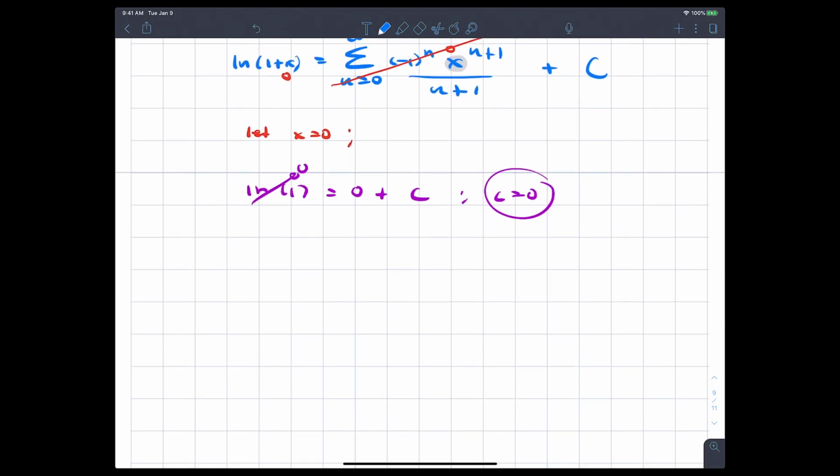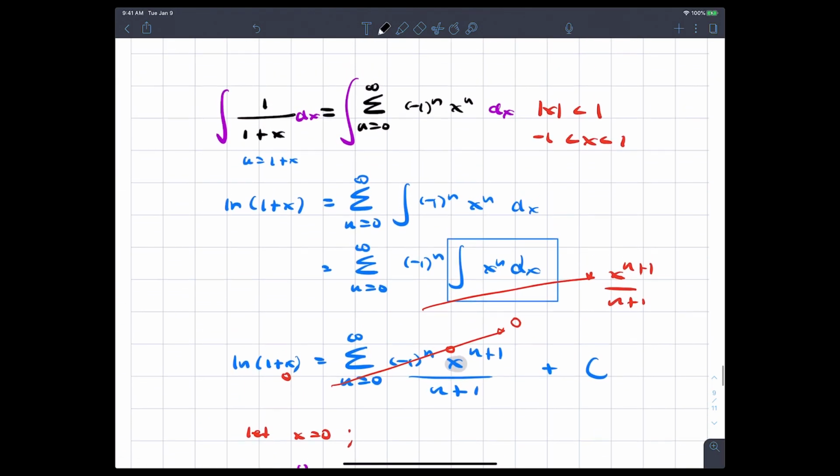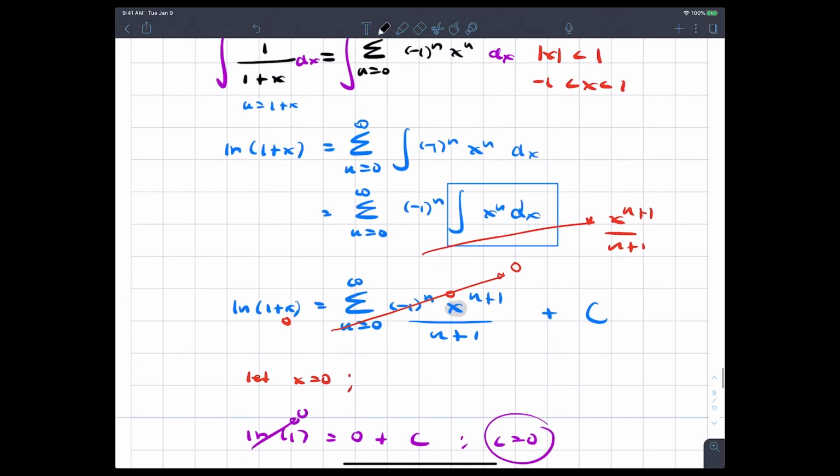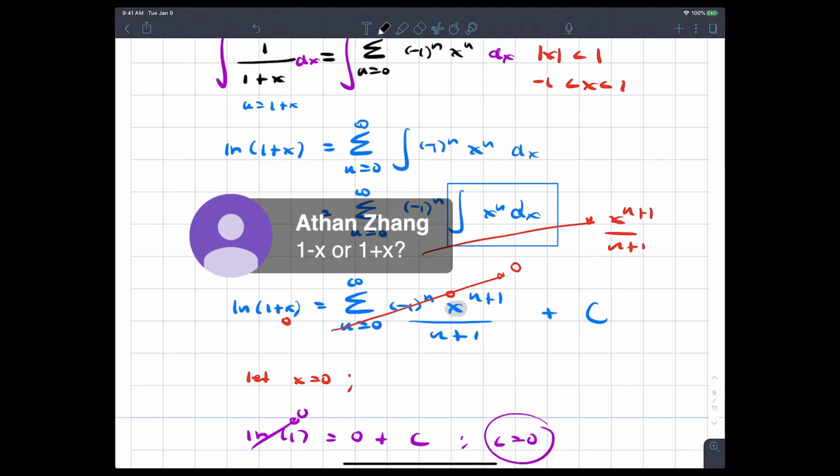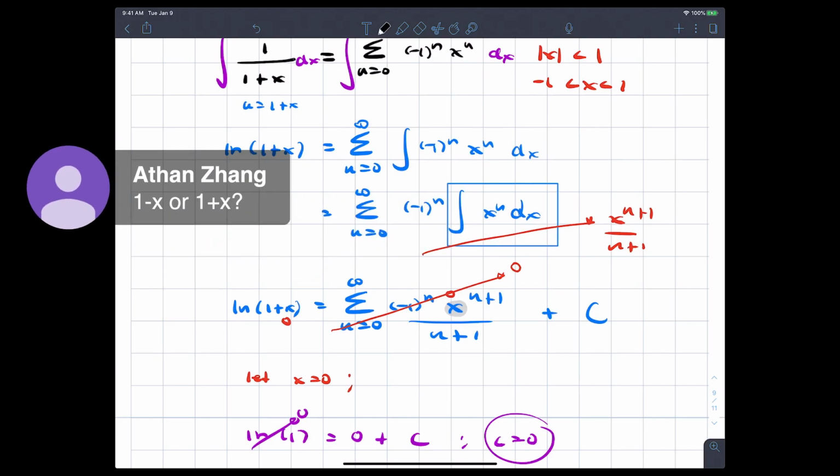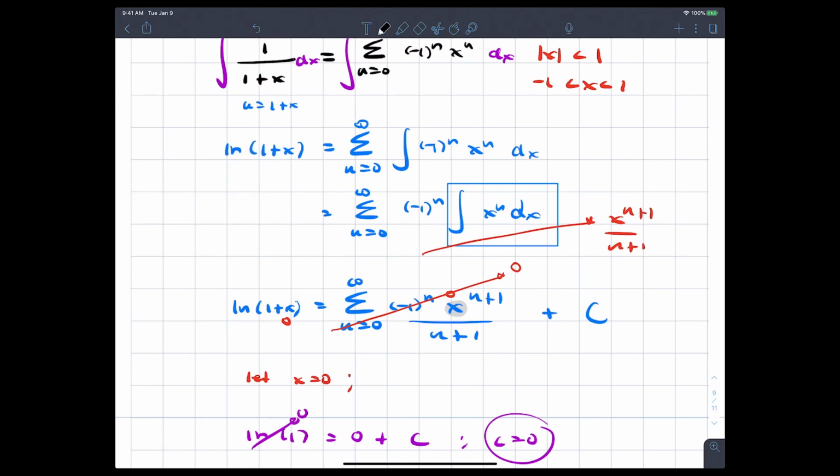So let's write this down. Natural log of 1 plus x equals the sum, n is 0 to infinity, negative 1 to the n, x to the n plus 1 over this n plus 1. Now, okay, let's double check. So we have a question, 1 minus x or 1 plus x? I did 1 plus x actually in this example. Let's double check to see what your book does. So let's see, I did a 1 plus x.